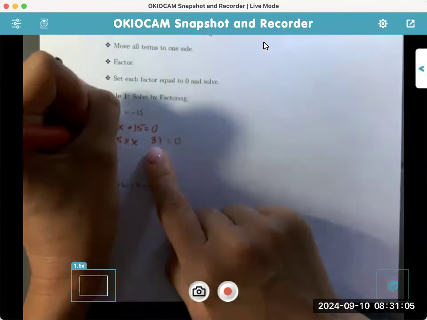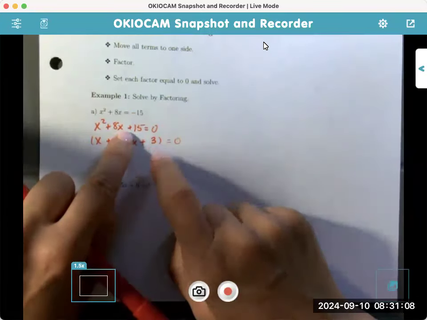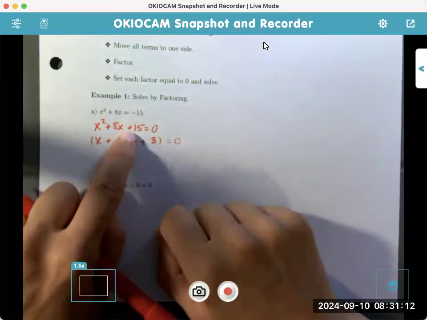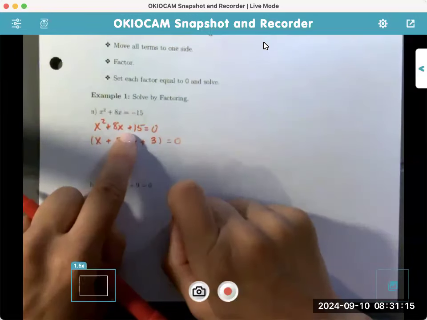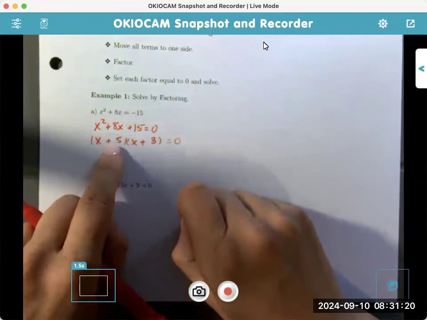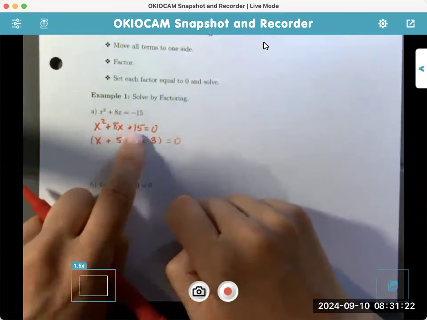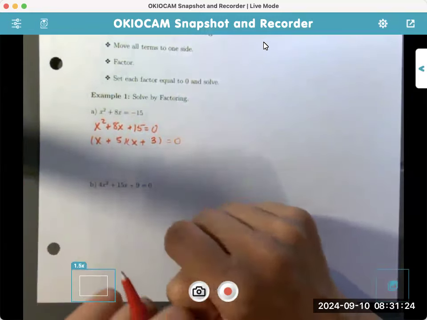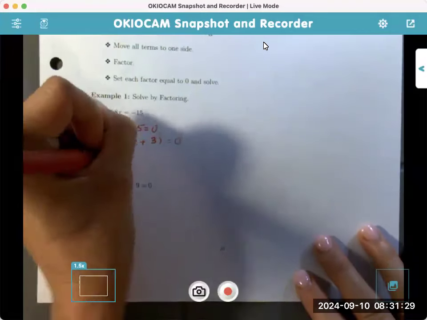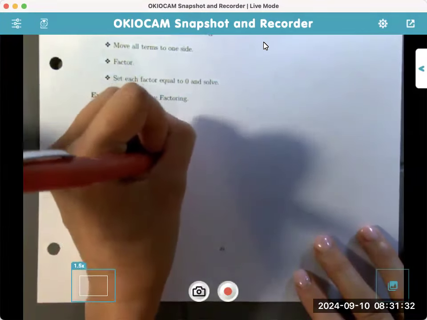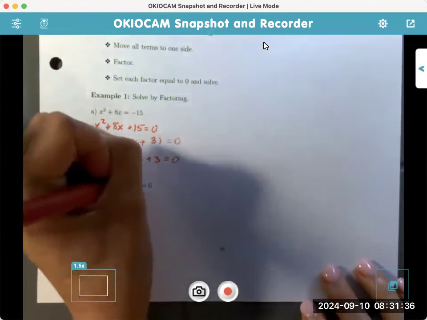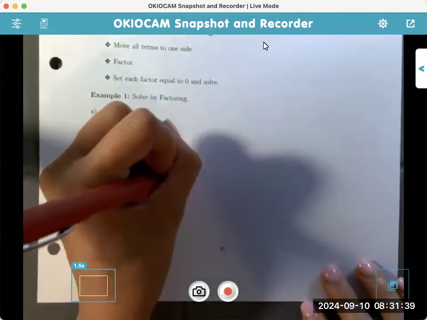So we also need a plus and a plus, because I need either a double negative to give me the positive here or double positives to give me the positive there. So if this was a minus 8x, I would need minus 5 and minus 3. But since it's all positives, we want the positives. So now from the zero product principle, we are allowed to take each factor, set them equal to 0, and solve. So x is equal to negative 5 and negative 3.